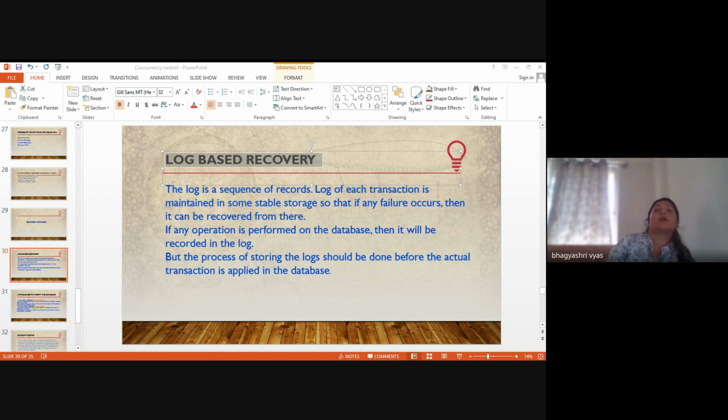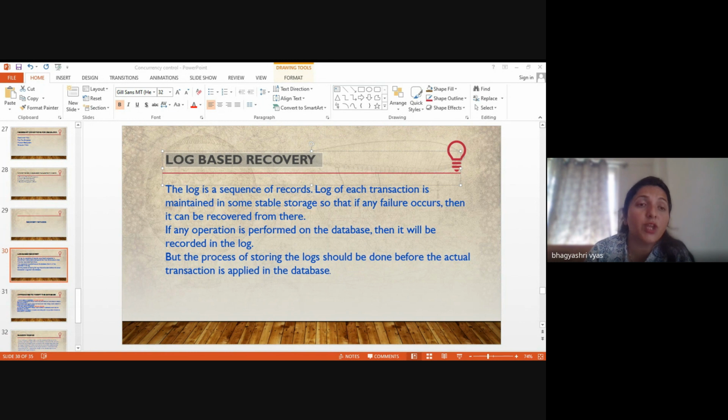Basically, log based recovery in database management system is used to recover the database to a consistent state. Okay, whenever any crash or failure is happening, we want a database to be in a consistent state. So it involves the use of transaction logs. Okay, transaction logs means what, which record all the transactions performed on the database. So this is the log based recovery.